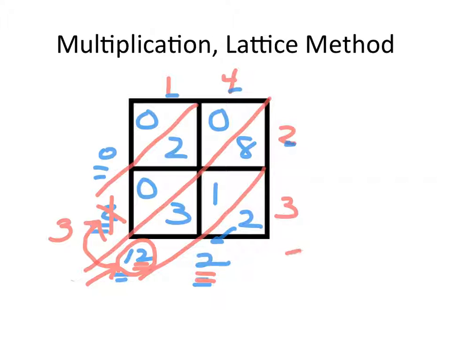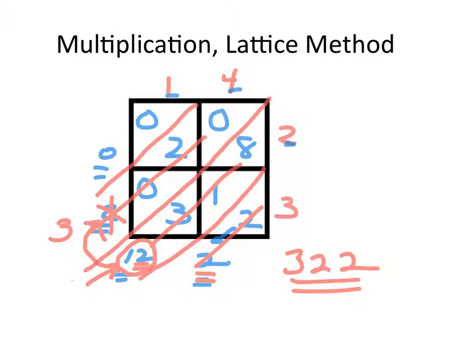So my answer is 322. I have 2 ones, 2 tens after I grouped tens together to make another 100, and then 3 hundreds when I moved that 100 to the hundreds column. So here's my answer. How did you do?